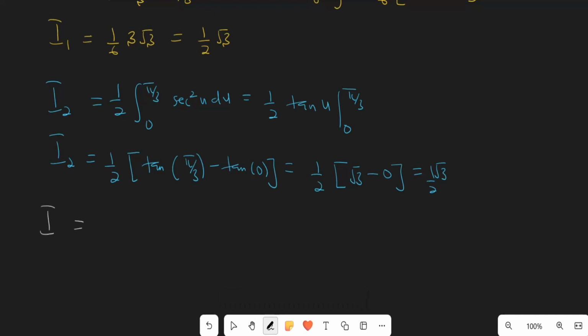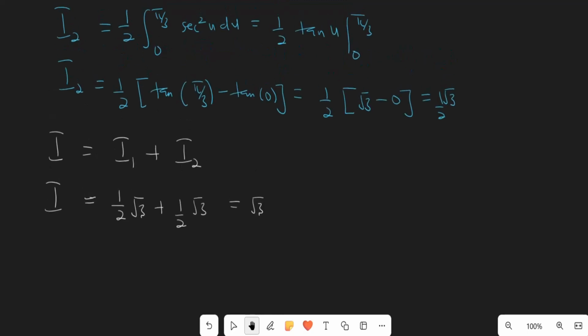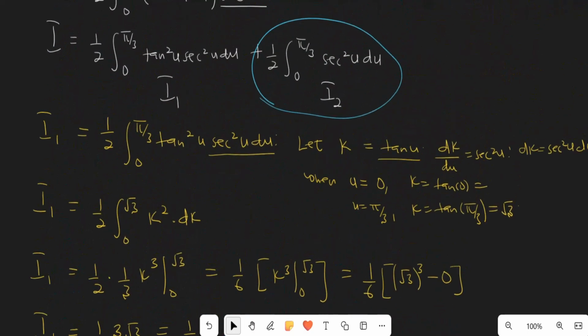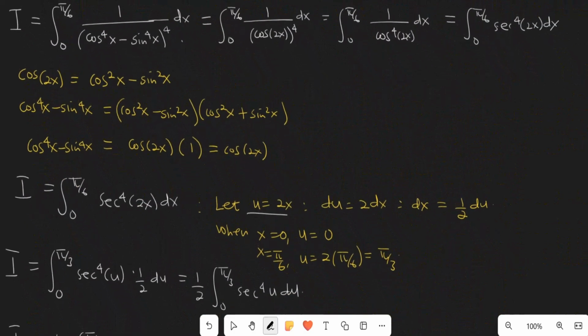So I is the sum of the two, I1 and I2. I1 is 1/2 square root of 3. So I is 1/2 square root of 3 plus I2, which is 1/2 square root of 3, which is square root of 3. So this one is the answer to our integral. So if we go to the very top, this one evaluates to the square root of 3.